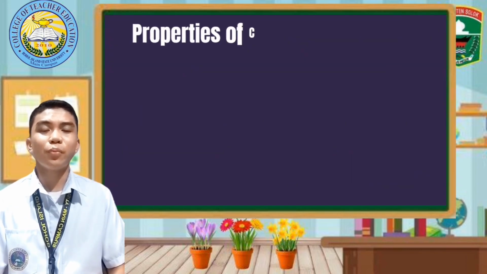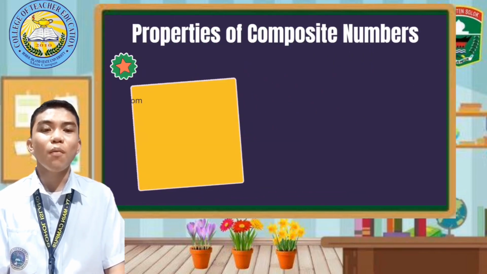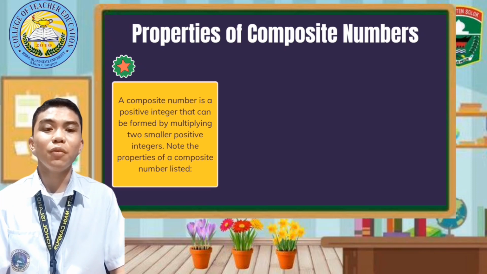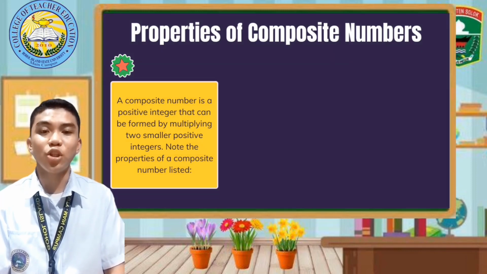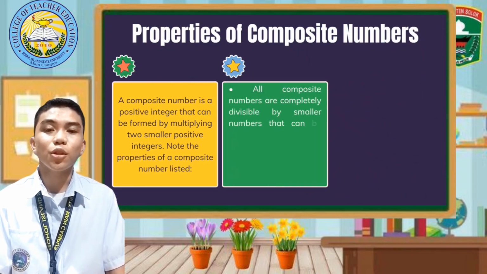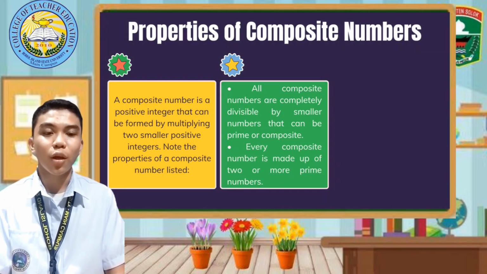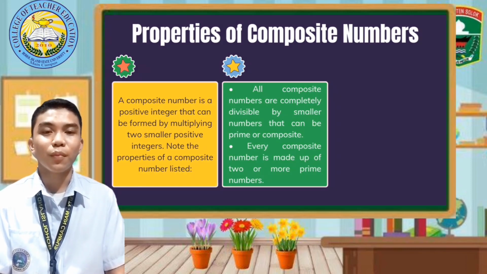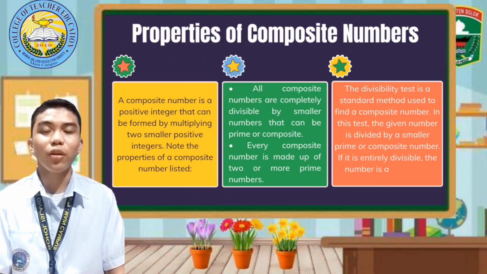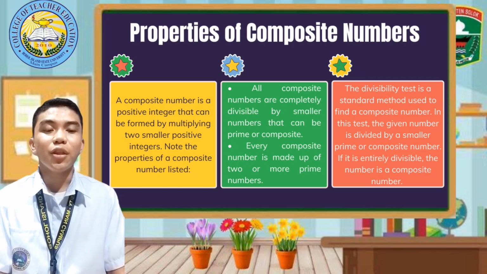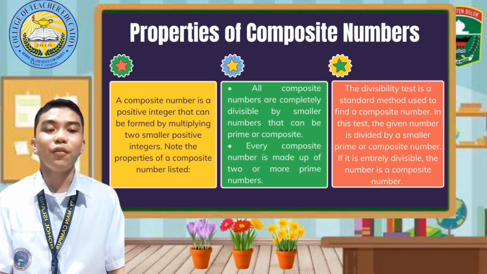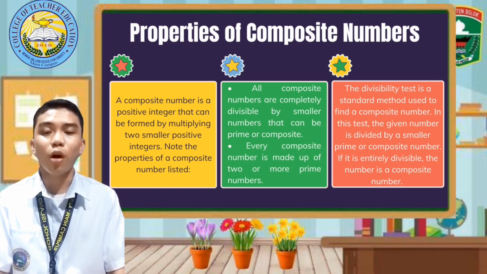Now, let's proceed to the properties of composite numbers. A composite number is a positive integer that can be formed by multiplying two smaller positive integers. Note the properties of a composite number listed. First, all composite numbers are completely divisible by smaller numbers that can be prime or composite. Second, every composite number is made up of two or more prime numbers. The divisibility test is a standard method used to find a composite number. In this test, the given number is divided by a smaller prime or composite number. If it is entirely divisible, the number is a composite number.